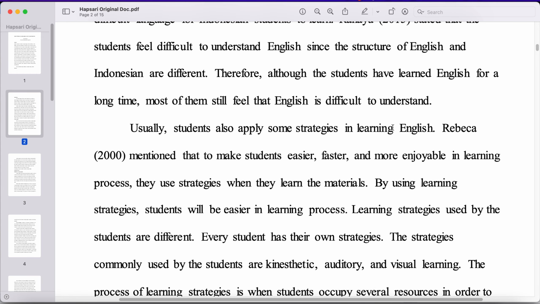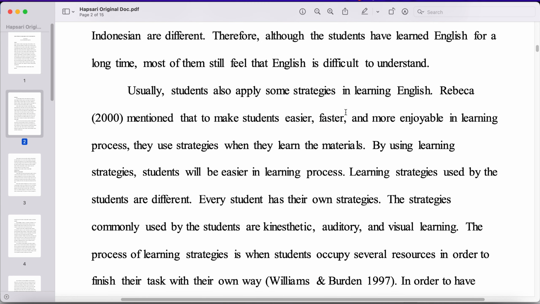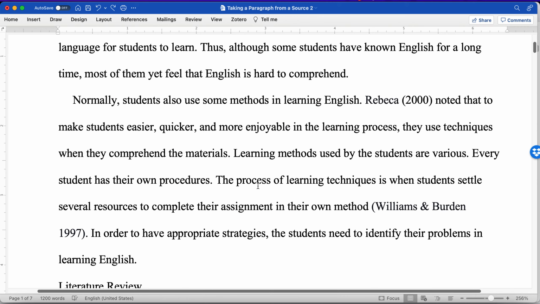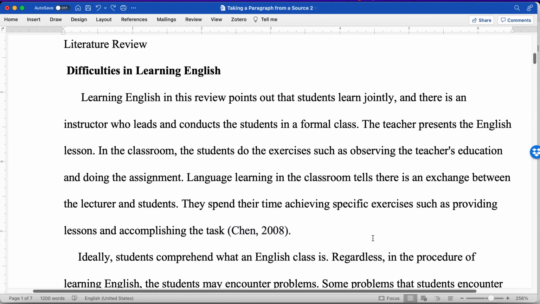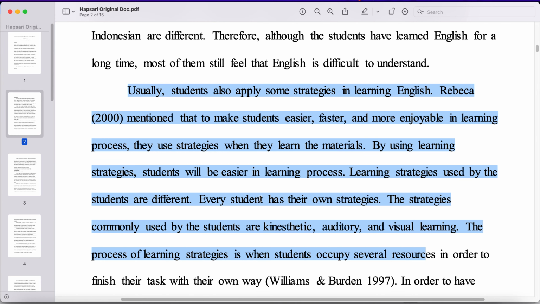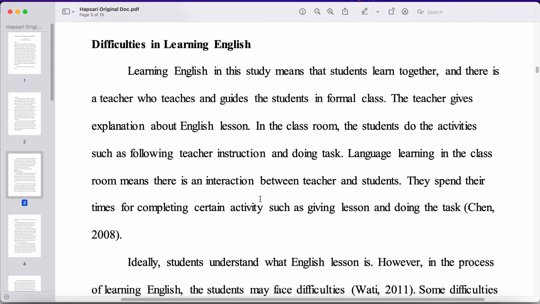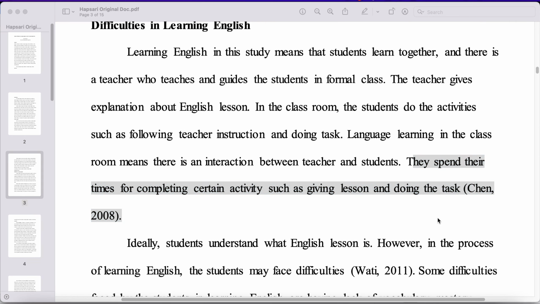In the original article, Rebecca is cited right here, and then Williams and Burden a few lines down. And this paragraph is basically taken and placed right here with a few words changed. Then we have difficulties in learning English, and if you scroll down a little bit in the original, we have difficulties in learning English. And once again, a few words are changed, but the same citations are right there, Chen 2008, Chen 2008.